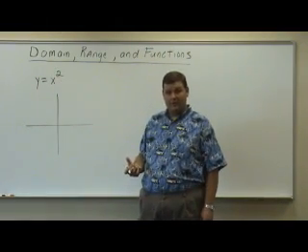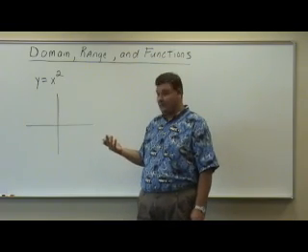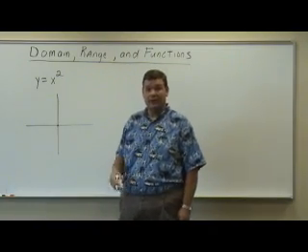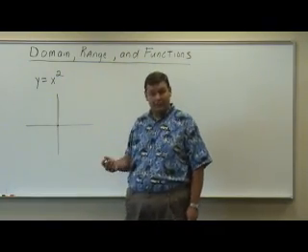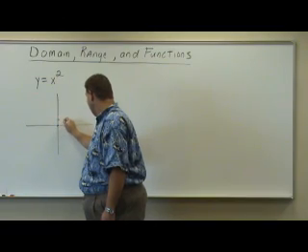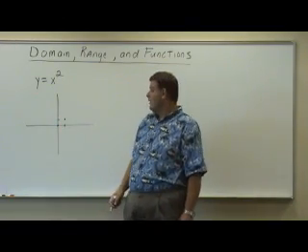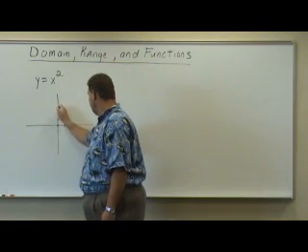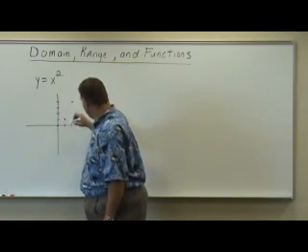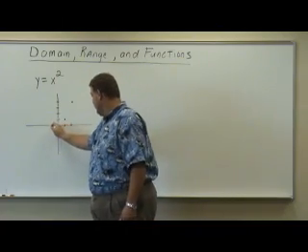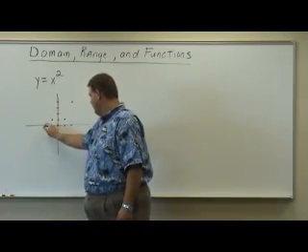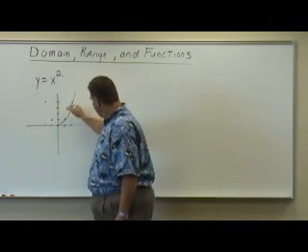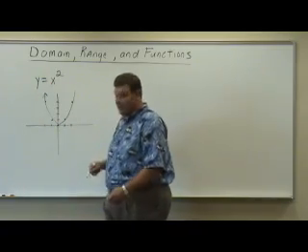If you think about ordered pairs that satisfy this equation, if x is 0, 0 squared is 0. So 0, 0 is an ordered pair. What if x is 1? Well, 1 squared is 1. So 1, 1 is an ordered pair. Well, how about if x is 2? 2 squared is 4. So 2, 4 is an ordered pair. Go in the negative direction. Negative 1 squared is 1. Negative 2 squared is 4. So you get this kind of U shape going on here.